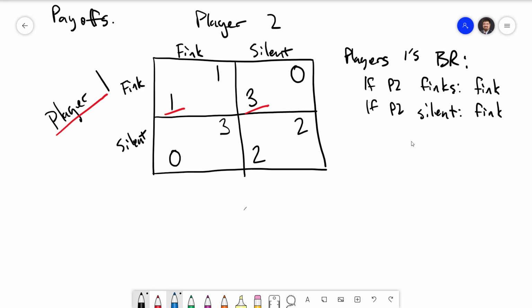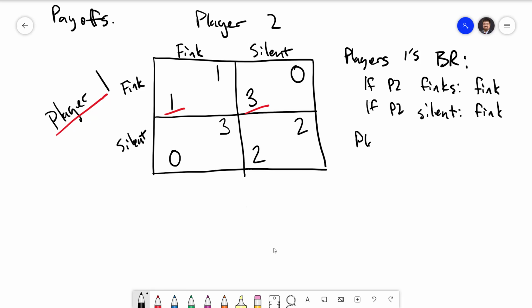We've now fully defined player 1's best response function. We can see what their best response is for all the possible actions from player 2. In this case, the best response is always just to fink, no matter what the other player does. When one action is always the best choice, we call it a dominant strategy. But that's definitely not always a thing that happens.